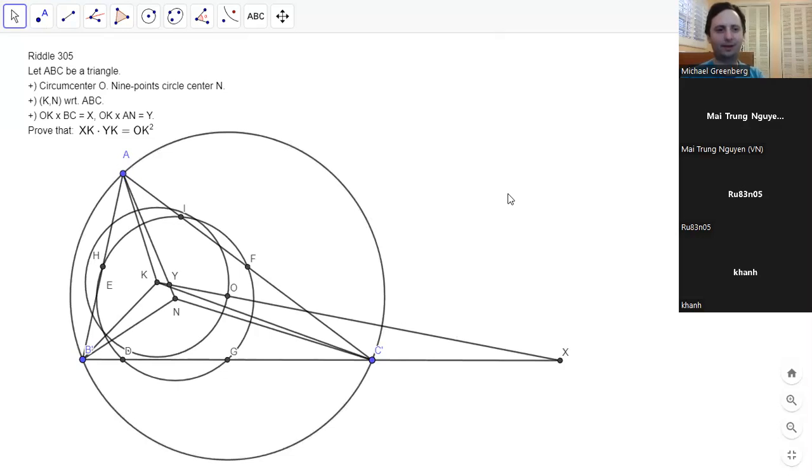You guys want to try an easier problem? Yeah, I don't know much about the Kosnita point. Let's see, it's almost 11 in my country. Let's try a middle riddle. And then we can come back to this.